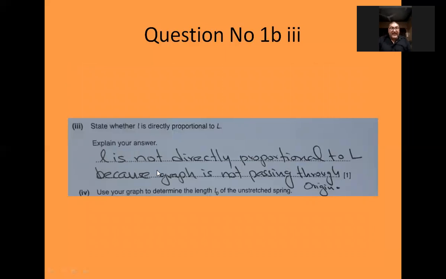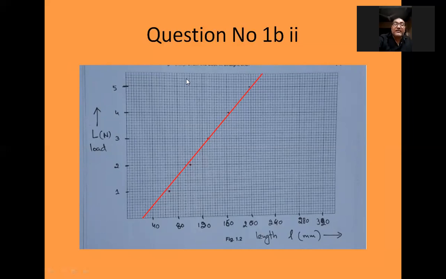He says, state whether L is directly proportional to l. Explain your answer. So I can say, if you look at this graph, and this is the capital L, this is the small l, the graph is a straight line with a positive gradient, but the load and the length are not directly proportional.